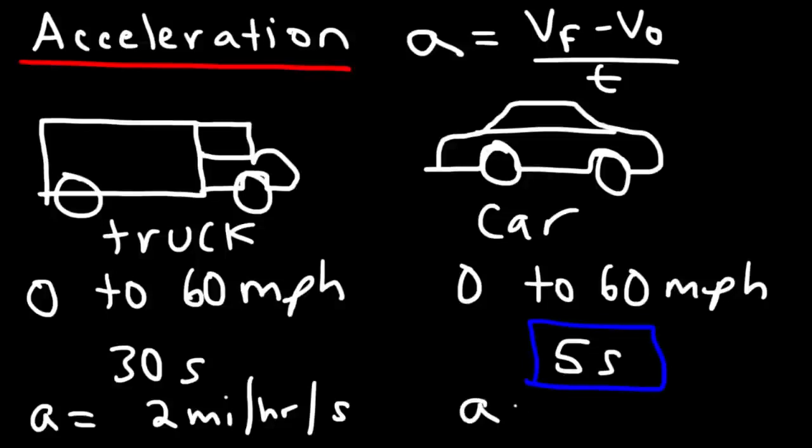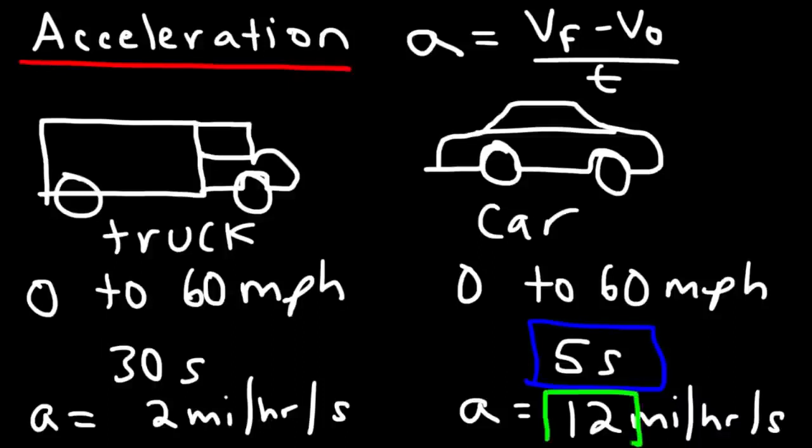Now, the acceleration of the sports car is 60 miles per hour. That's the change in velocity divided by 5 seconds. 60 divided by 5 is 12. So it's 12 miles per hour per second. As you can see, the acceleration of the sports car is much greater than the acceleration of the truck. The truck is going to take a long time to go from 0 to 60, but the sports car will get there a lot faster, and so it has a greater acceleration. That's the basic idea behind acceleration. It tells you how fast the velocity is changing.